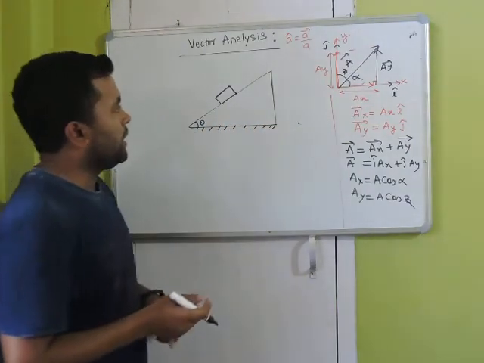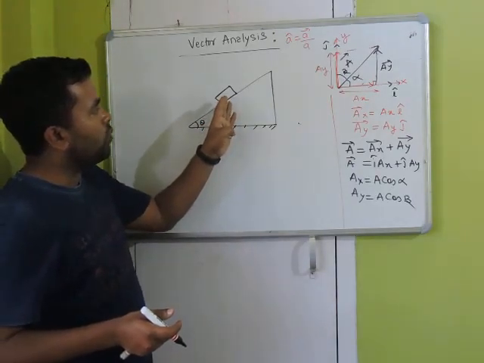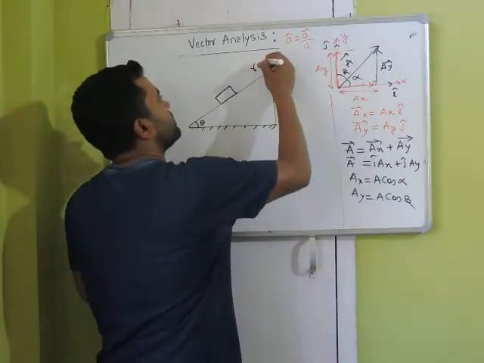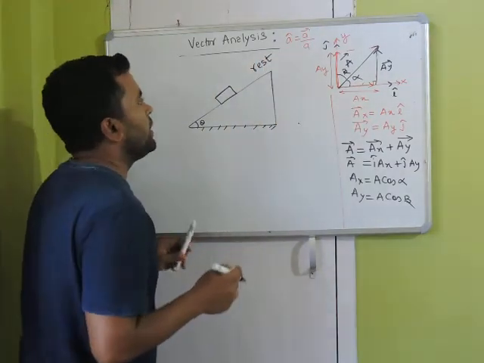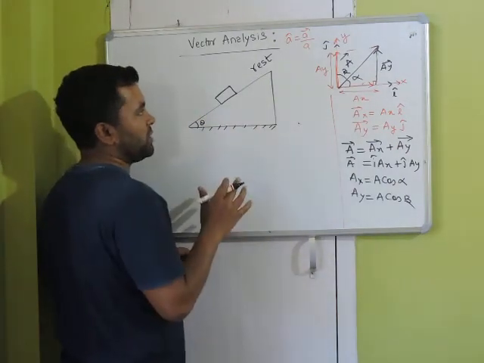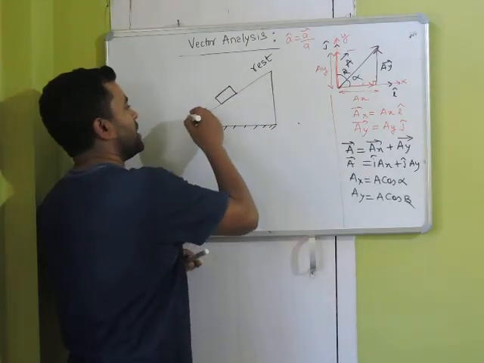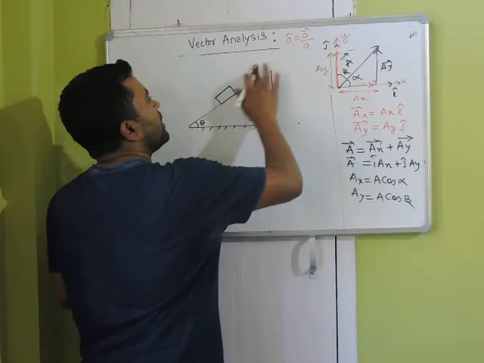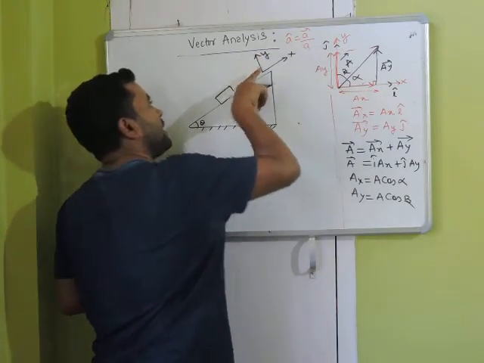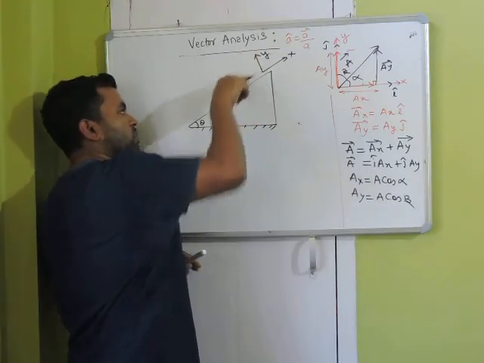Now if I ask you why it is not falling, let us say it is at rest, then you have to talk about forces. Let us resolve the forces one by one. I am going to take this to be my x-axis and this to be my y-axis. So parallel to the plane is x and perpendicular to the incline is y.